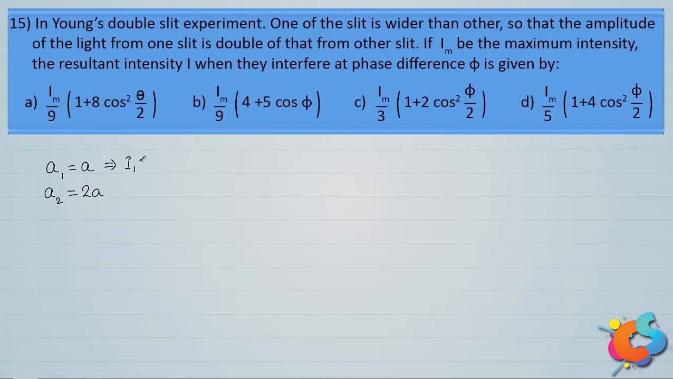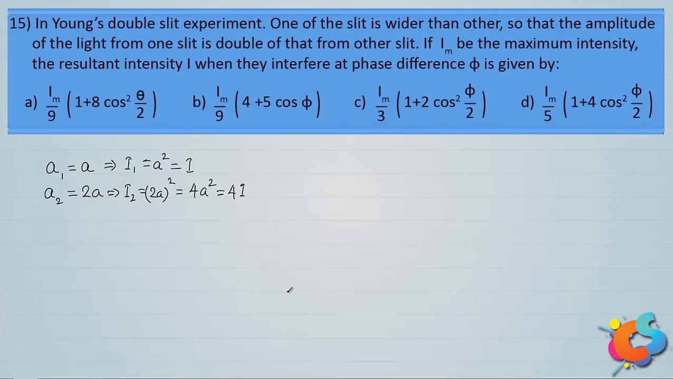The intensity of the light from the first source, I1, is equal to A square, and let me call it I. Similarly, the intensity of light from the second source is given by A2 square, which is (2A) whole square, that is 4A square. So when A square is I, this becomes 4I. So these two are the intensities of light which interfere at the given point.